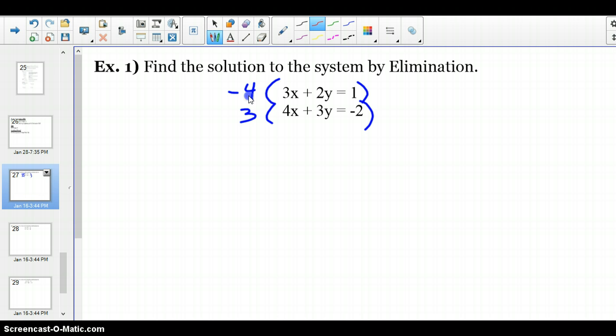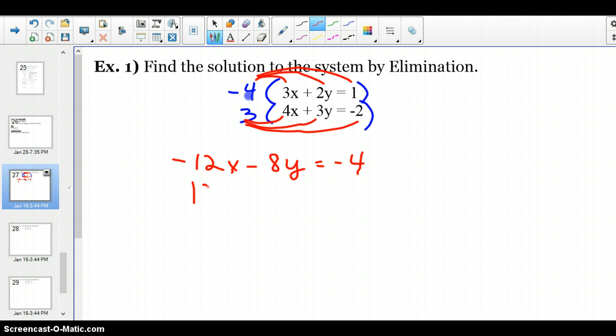So when I multiply the top equation by -4, I'm going to rewrite that down here: -12x minus 8y equals -4. When I multiply the bottom equation and distribute the 3 through, I get positive 12x plus 9y equals -6. So look and see what happens now when you add the two equations. Your x terms are going to cancel out.